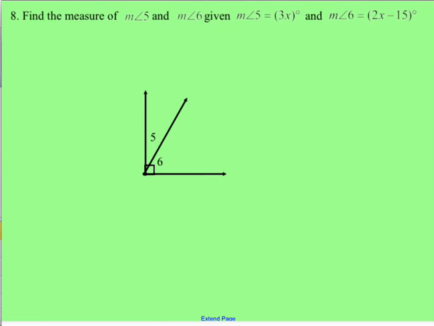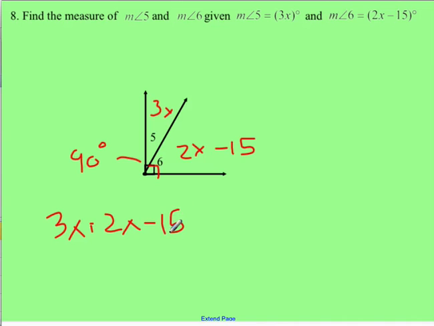Next, let's take a look at number 8. We want to find the measure of angle 5 and angle 6, given that angle 5 is 3x and angle 6 is 2x minus 15. See that little square in the corner? That means it's a right angle, which tells you that the two angles add up to 90 degrees. So 3x plus 2x minus 15 is equal to 90. 3x plus 2x is 5x, minus 15, is equal to 90.